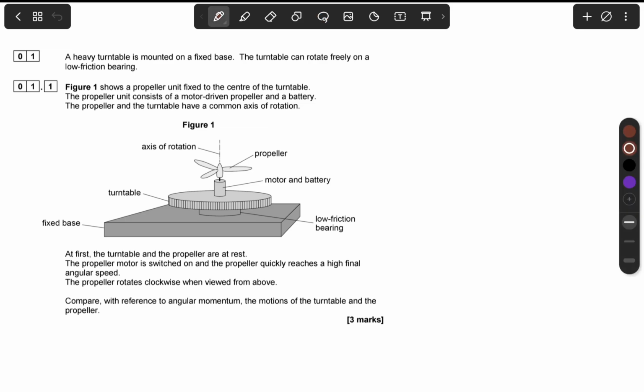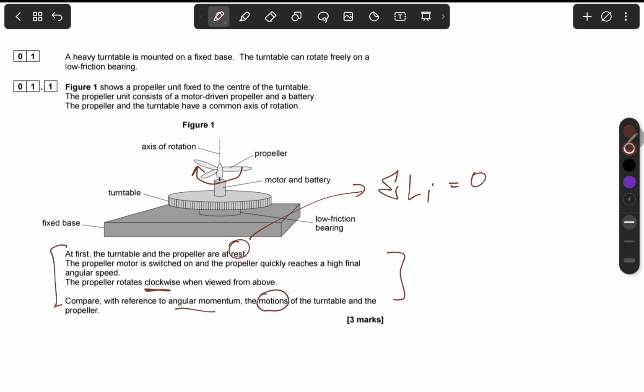Now we're going to get to the main part of this question, which you have to focus on. So it says at first the turntable and the propeller are at rest. That would mean that the sum of the angular momentum initially is equal to 0. And then it says the propeller motor is switched on and the propeller quickly reaches a high final angular speed. The propeller rotates clockwise when viewed from above, so it's going to rotate in this direction. Compare with reference to angular momentum the motions of the turntable and the propeller.